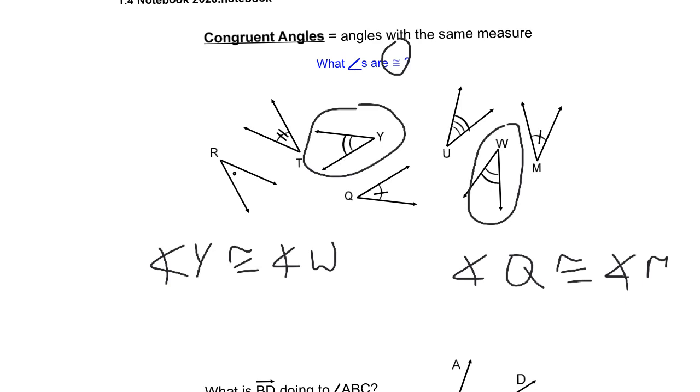How do I know it? Angle Q, you see one arc and like a tick mark through it, and also angle M, one arc and tick mark through it. Okay? Again, you can find more congruent angles, but the notation is very important.